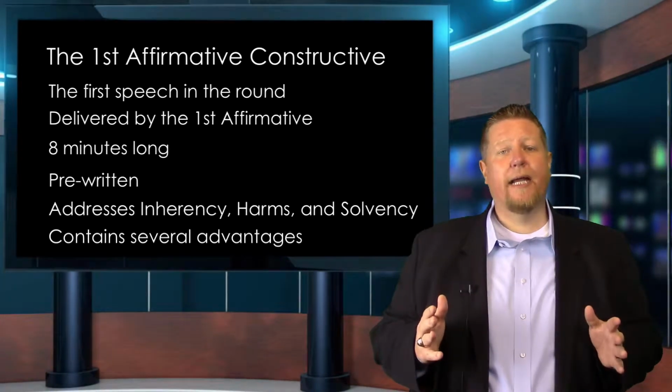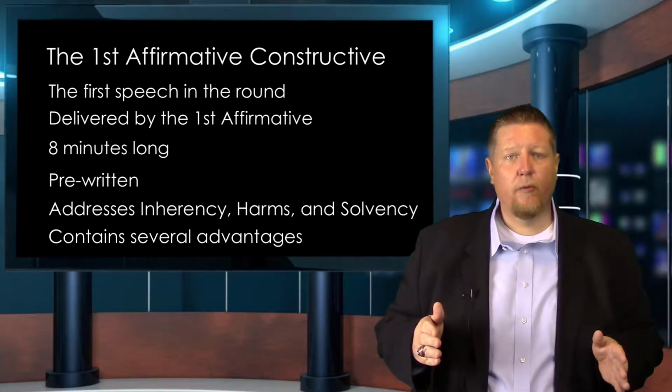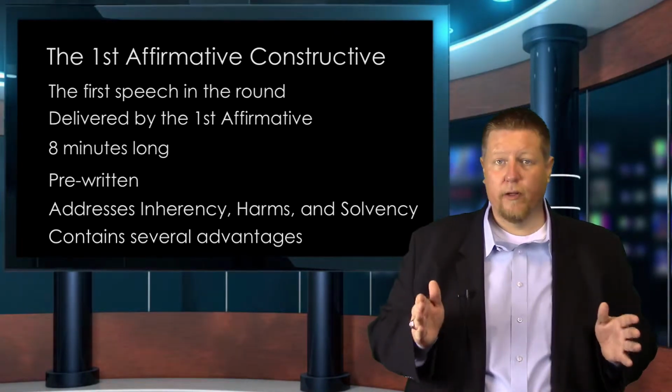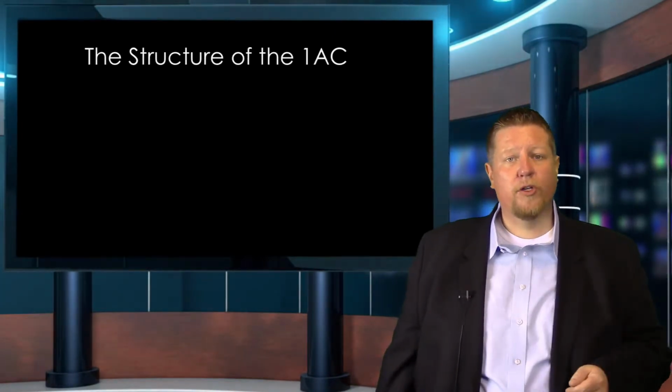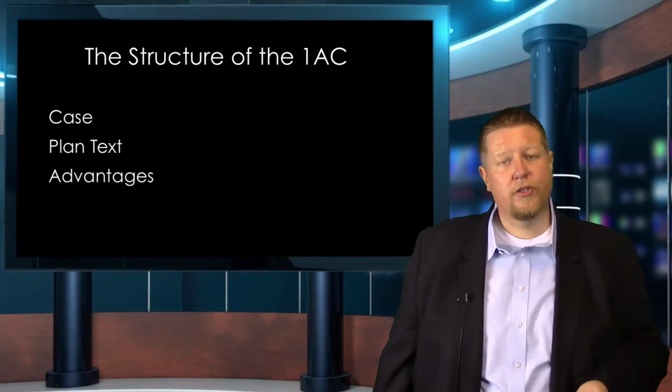So our focus today is on the structure of the 1AC. The good news for all debaters is that the 1AC follows a nearly universal structure, so writing a 1AC is fairly straightforward. There are 3 parts to the 1AC: case, plan text, and advantages. So let's start with case.